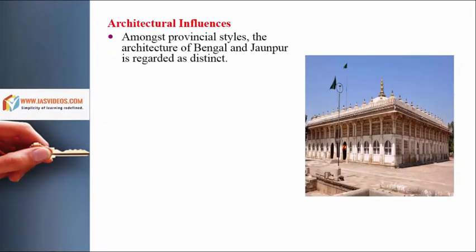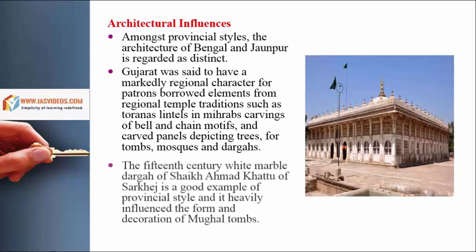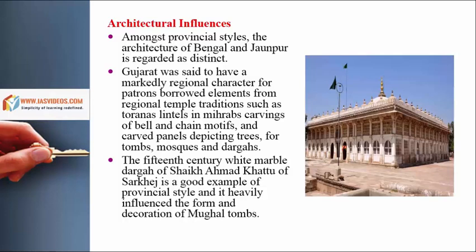Architectural influences. Amongst provincial styles, the architecture of Bengal and Jaunpur is regarded as distinct. Gujarat was said to have a markedly regional character, for patrons borrowed elements from regional temple traditions such as toranas, lintels and mihrabs, carvings of bell and chain motifs, and carved panels depicting trees for tombs, mosques and dargahs. The 15th century white marble dargah of Sheikh Ahmad Khattu of Sarkhej is a good example of provincial style, and it heavily influenced the form and decoration of Mughal tombs.